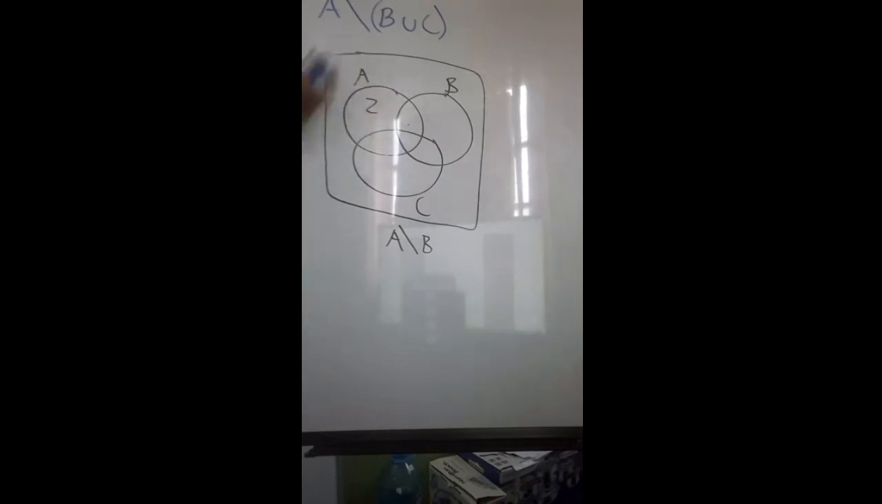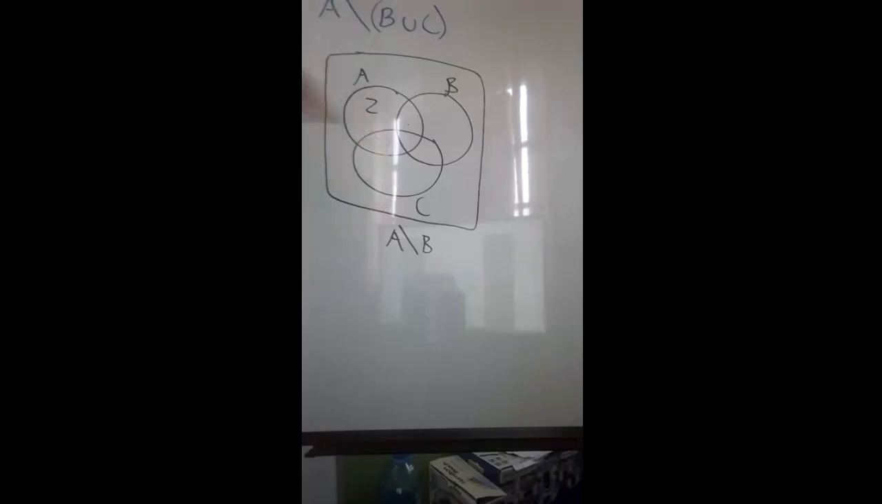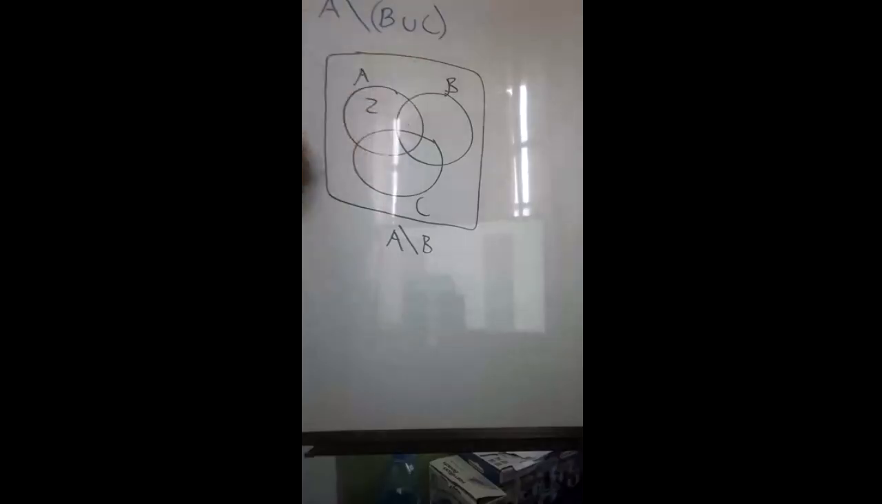I'd shaded the one outside before for the B union C complement, and the B union complement C intersects C complement. Oh, okay, I'm mixing them up. But in this case now it just limits it to the A only.